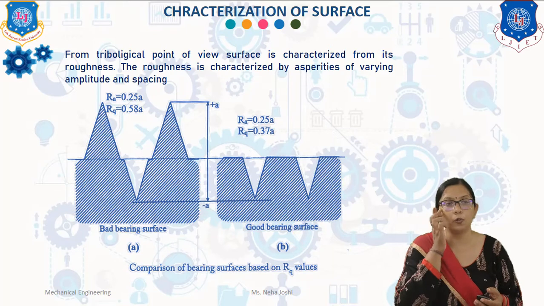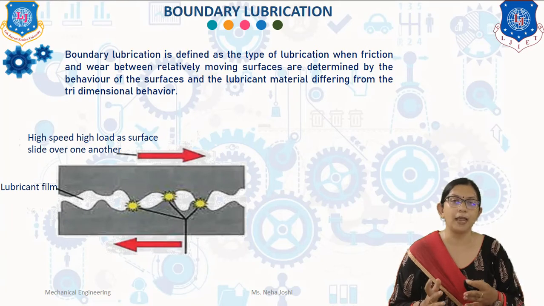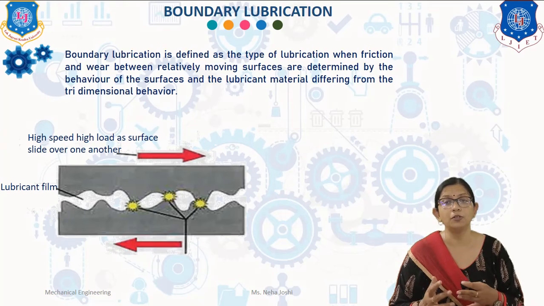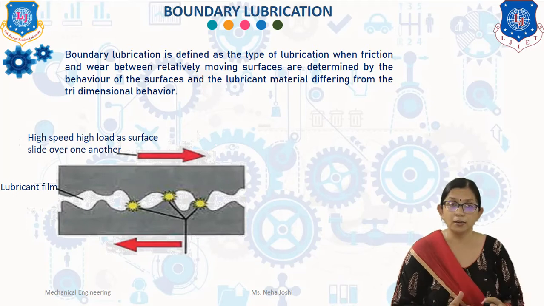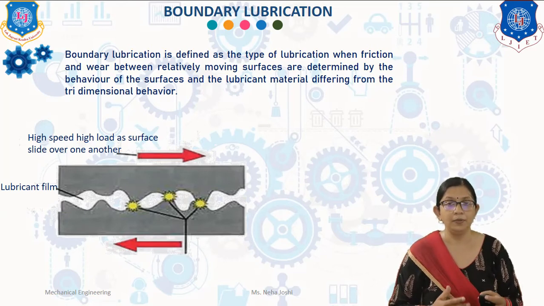Now, we will discuss boundary lubrication. What is boundary lubrication? Boundary lubrication is defined as a type of lubrication where friction and wear between the relatively moving surfaces are determined by the behavior of the surface and the lubricant material differing from the tridimensional behavior. The existence of the boundary mode of lubrication was discovered by English scientist W. Hardy in 1922. Generally, all tribo systems subjected to heavy loads operate in the boundary lubrication mode at some point in time, generally during starting and stopping when the speeds are low.